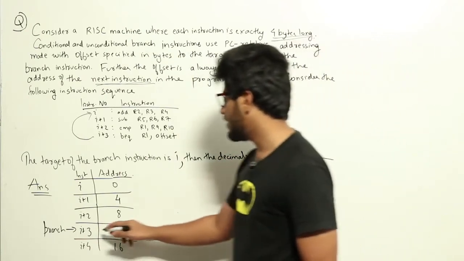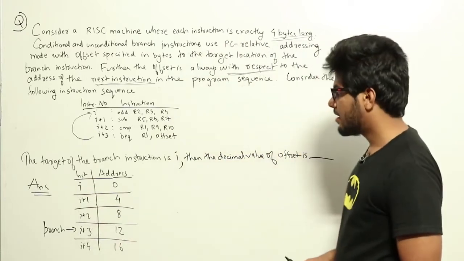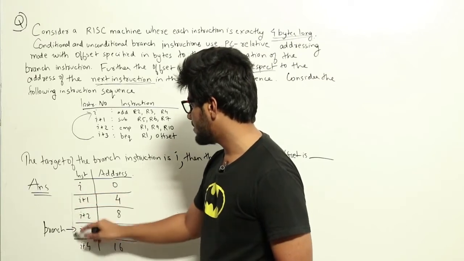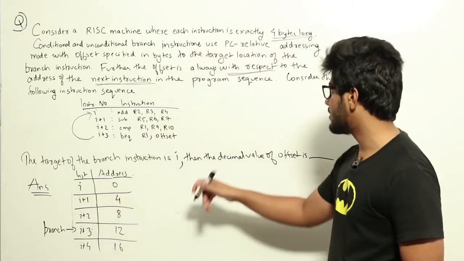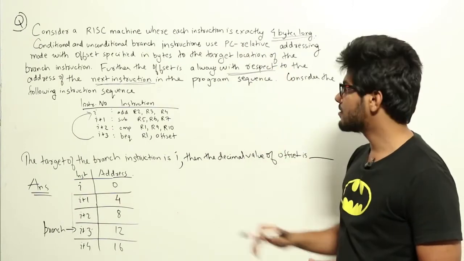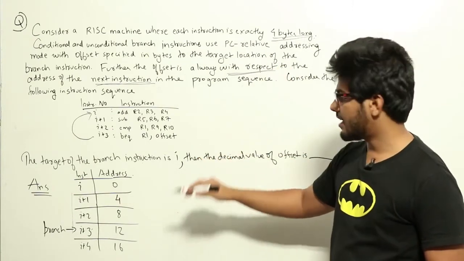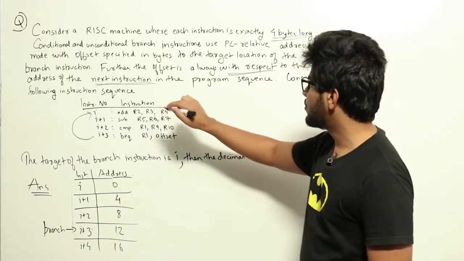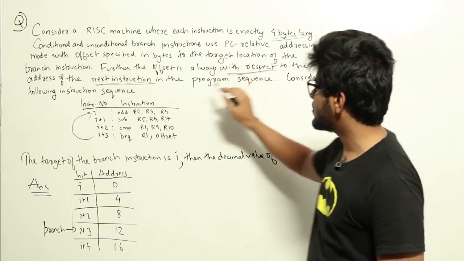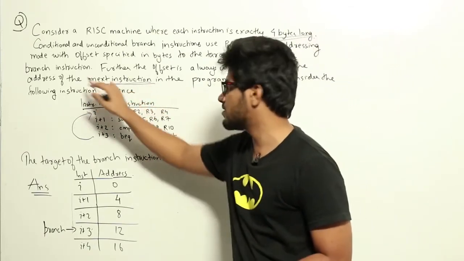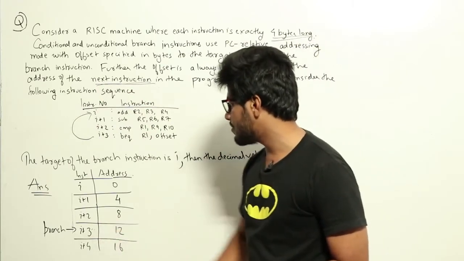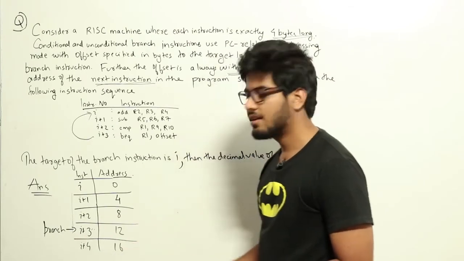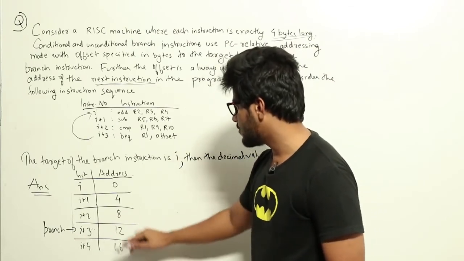Now after I+3, we need to branch to this address. When we are branching, the difference in these 2 addresses is what we need to give in the offset, because they are specified as PC relative addressing mode. Whatever is the difference between the current address and the address to which we should be branching should be given here. They have also said that this offset is calculated with respect to the address of the next instruction. So if I+3 is the branching instruction, the address of the next instruction is I+4, that is 16. With respect to this, we need to calculate the offset of I.